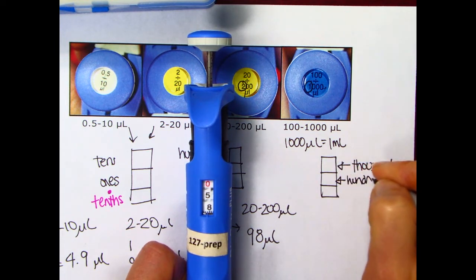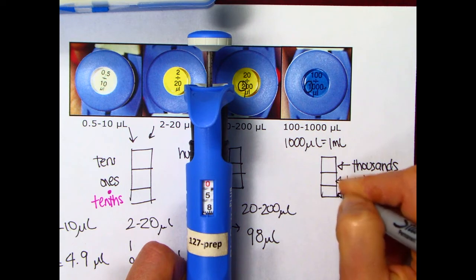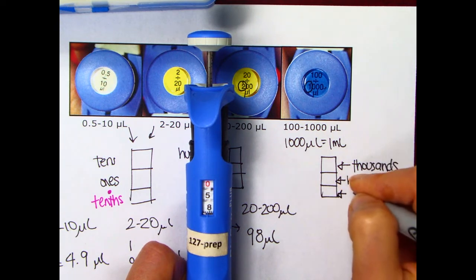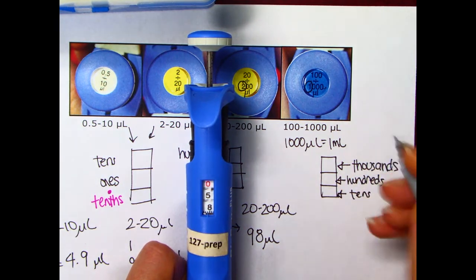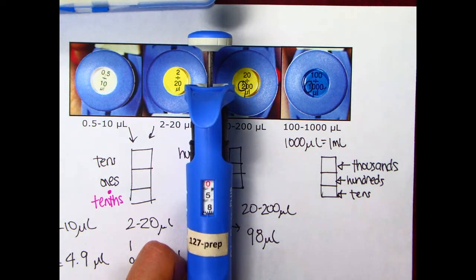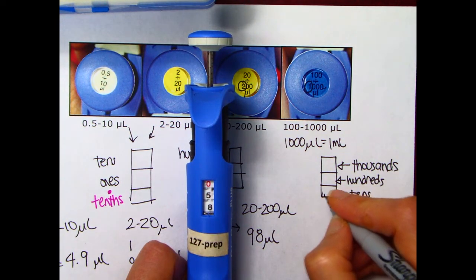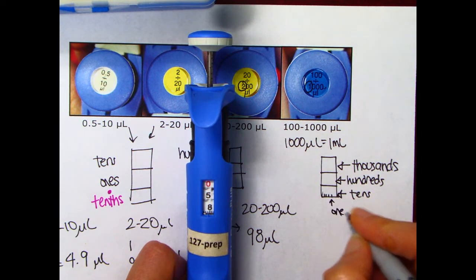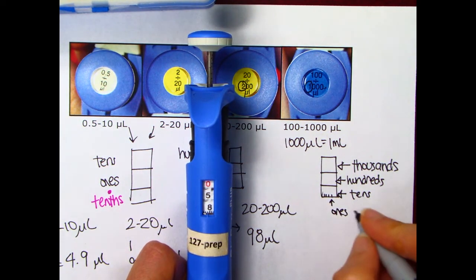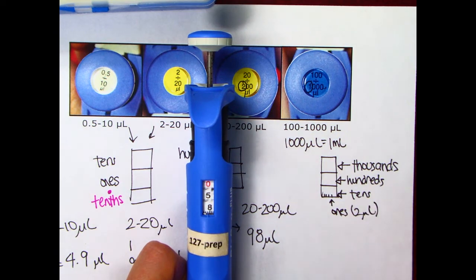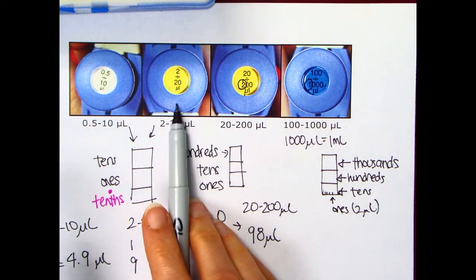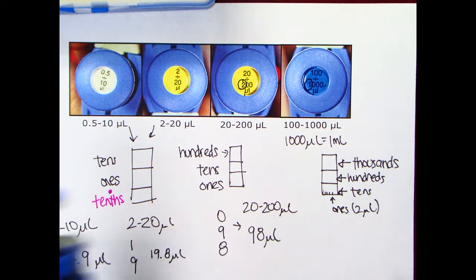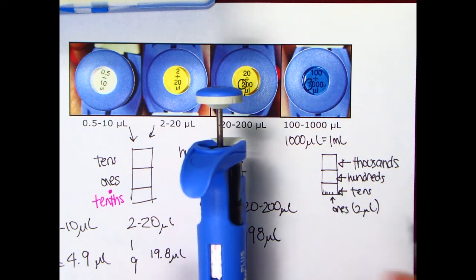This place will be the hundreds place. This place will be the tens place, and then if you look really carefully, you can see those little hashy things. Those are the ones place, but each little mark is 2 microliters. I never use those. If I'm going to measure 2 microliters, I just use this one because it's more accurate. But technically, that is the ones place.